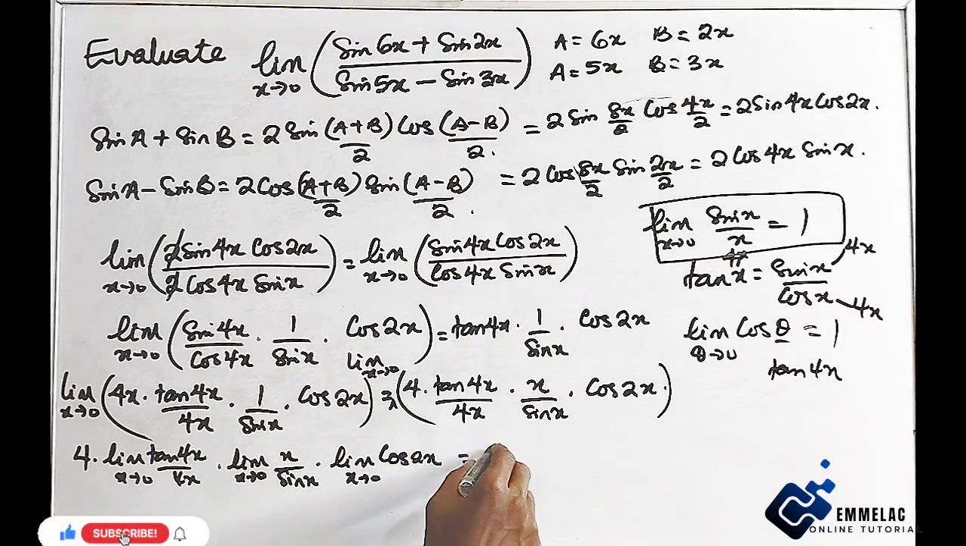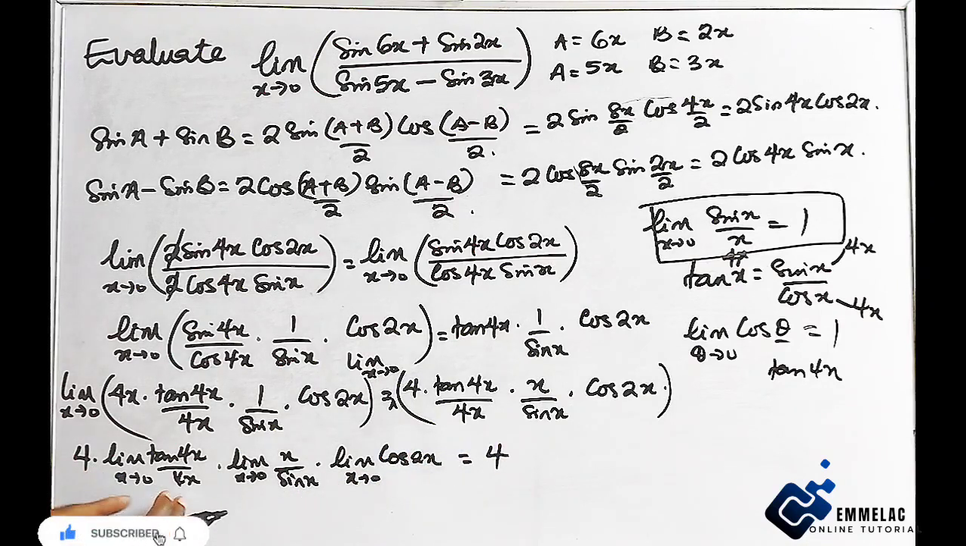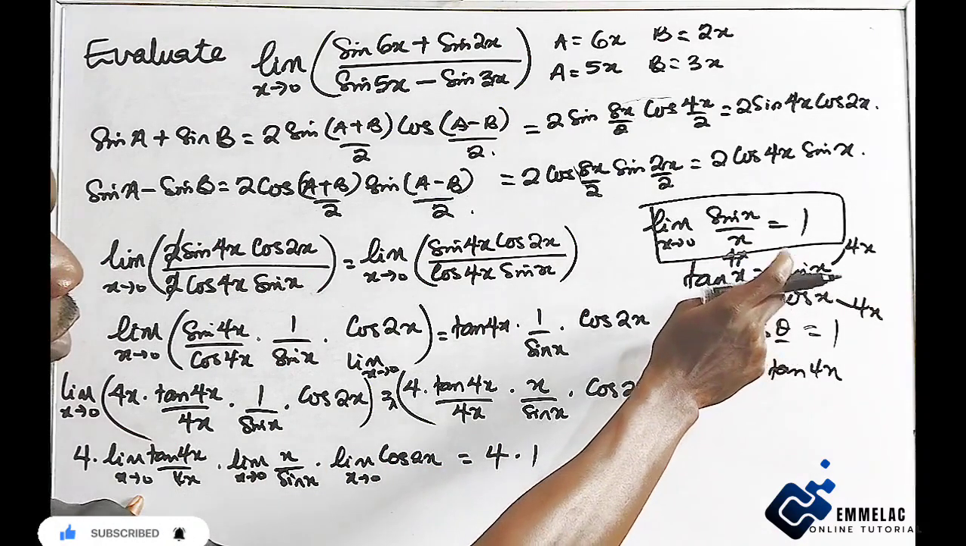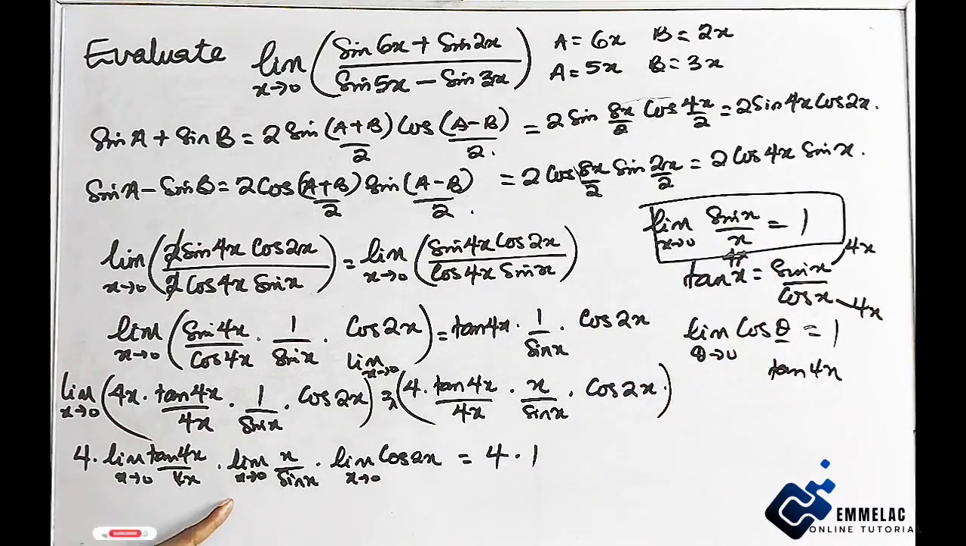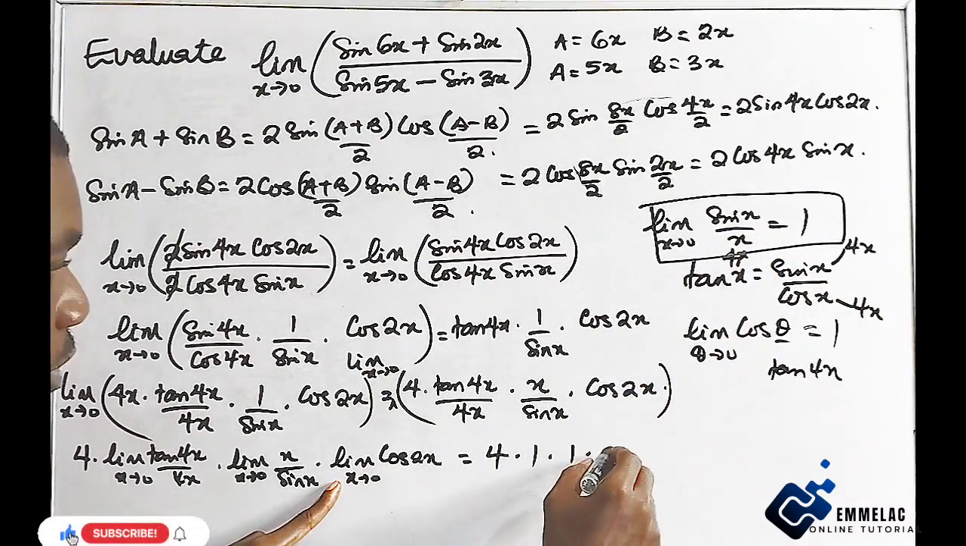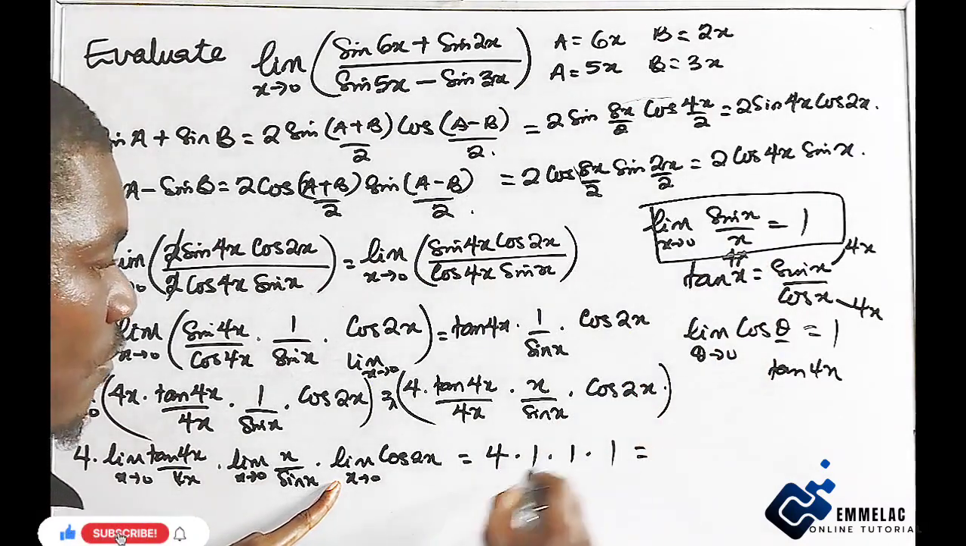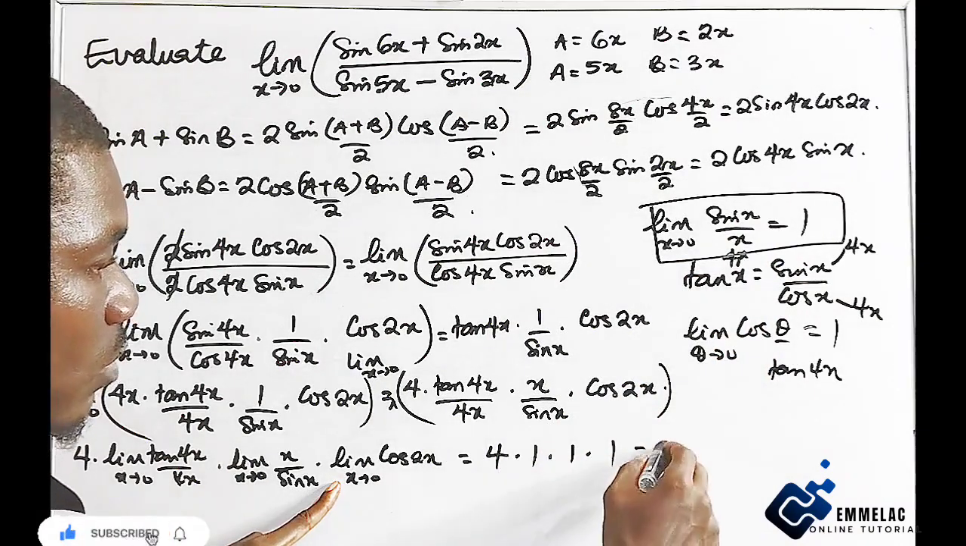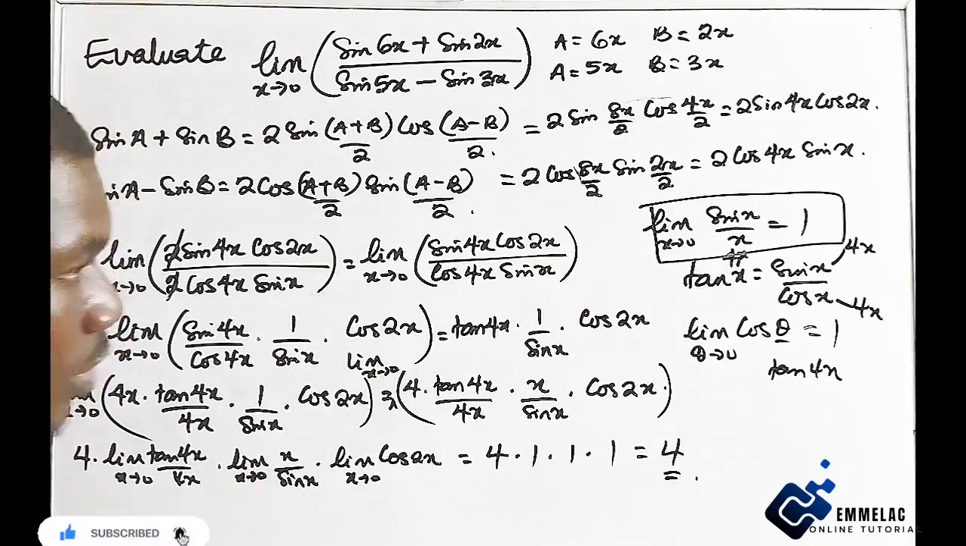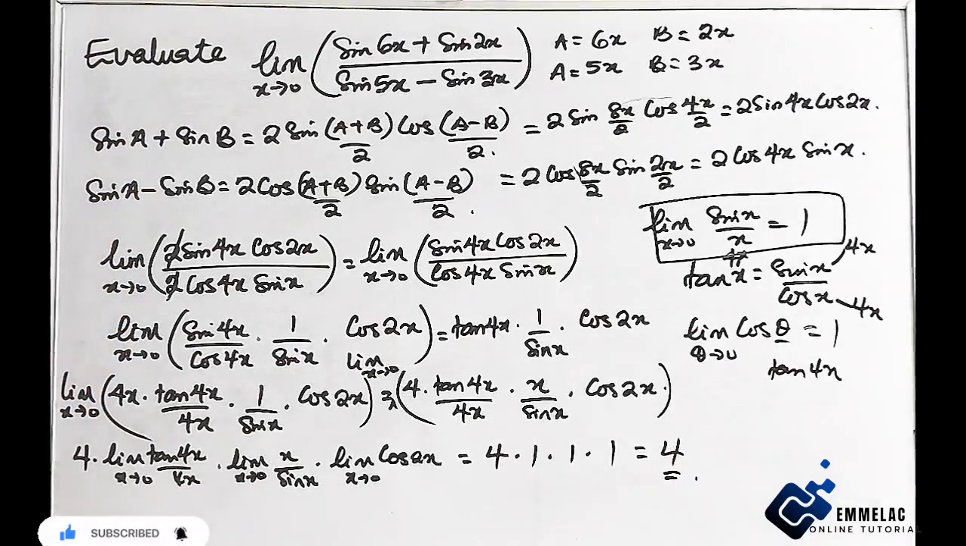So this will now be 4. The whole of this function here is 1 based on this rule. The whole of this function here is also 1, and the whole of this one is also 1. So here we have 4 times 1 times 1 times 1 equals 4. That's the final answer.